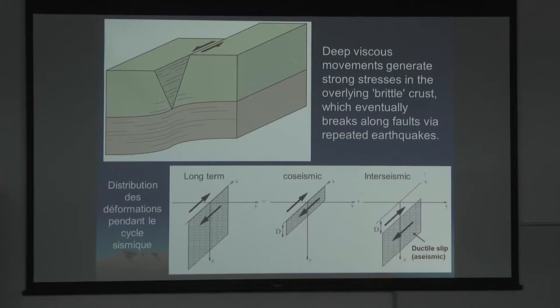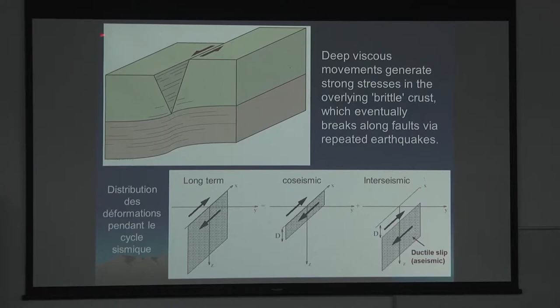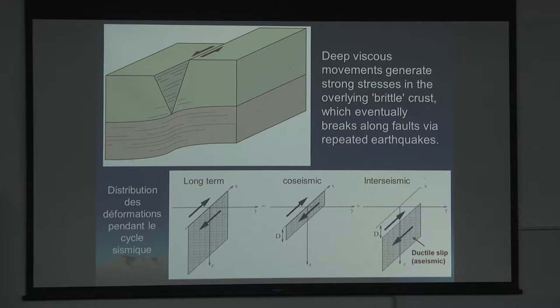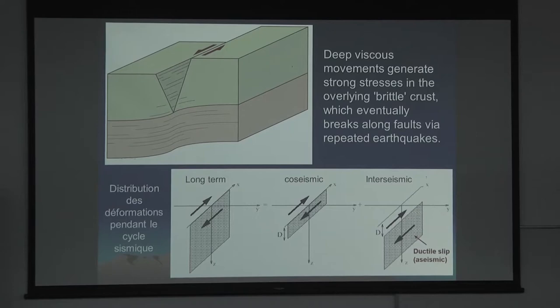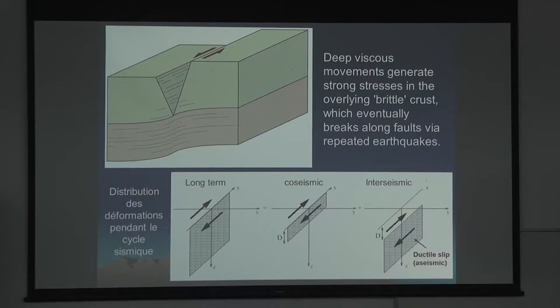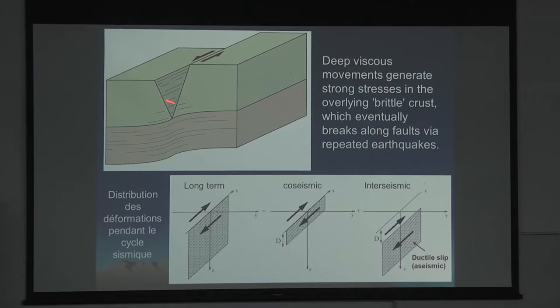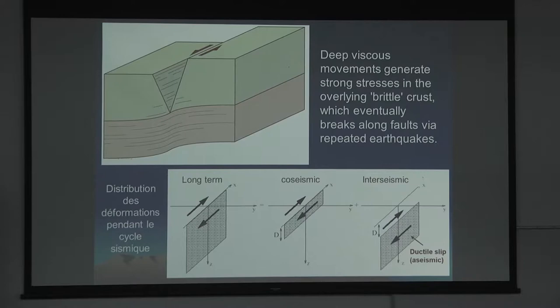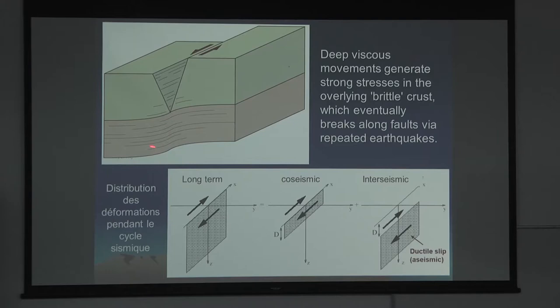when we speak about active fault, we think of deformation in the upper crust that accommodates or responds to deformation in the lower crust or in the mantle, as produced by mantle dynamics. So those deep viscous movements generate strong stress at the base of the upper crust. And after some stage, the stress is too high and you break your upper crust. So you get some earthquakes.